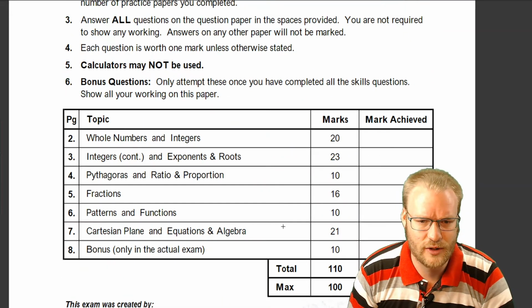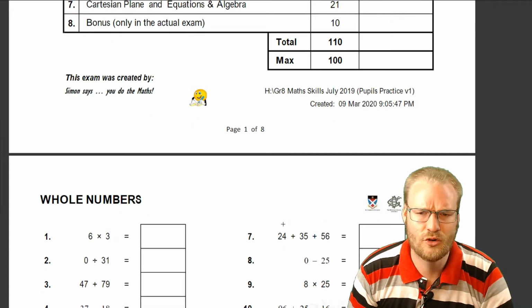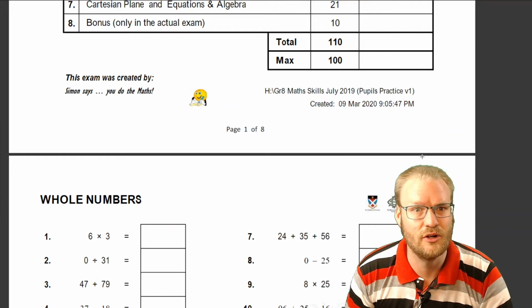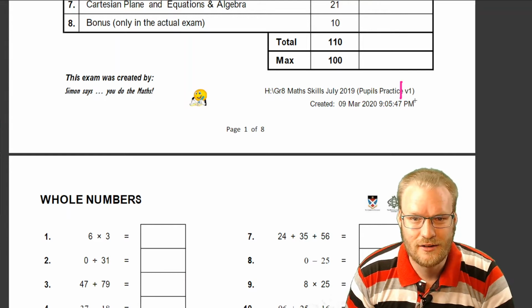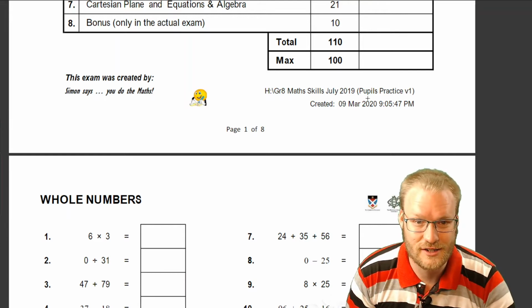So let's run through. Just a question again. Which practice paper is this one that we're looking at? Ooh, are we awake? It says V1. That's not the top. It's actually right at the top.